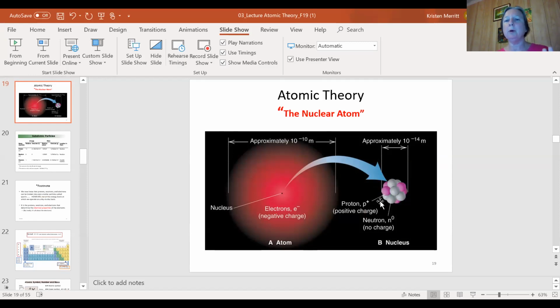So we have a nucleus where the proton, the positive charge, and the neutrons live. Very, very compact. And then the electrons are around it in specific orbits, and there's lots of space. This is what makes up our world.